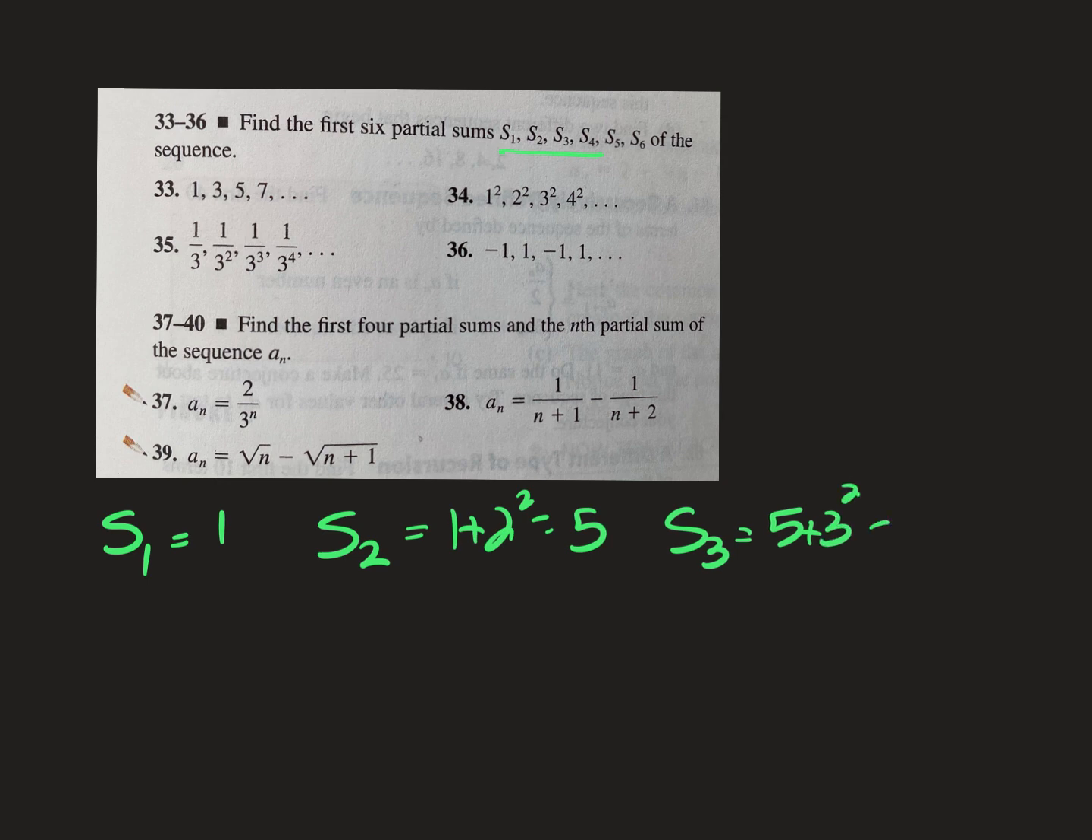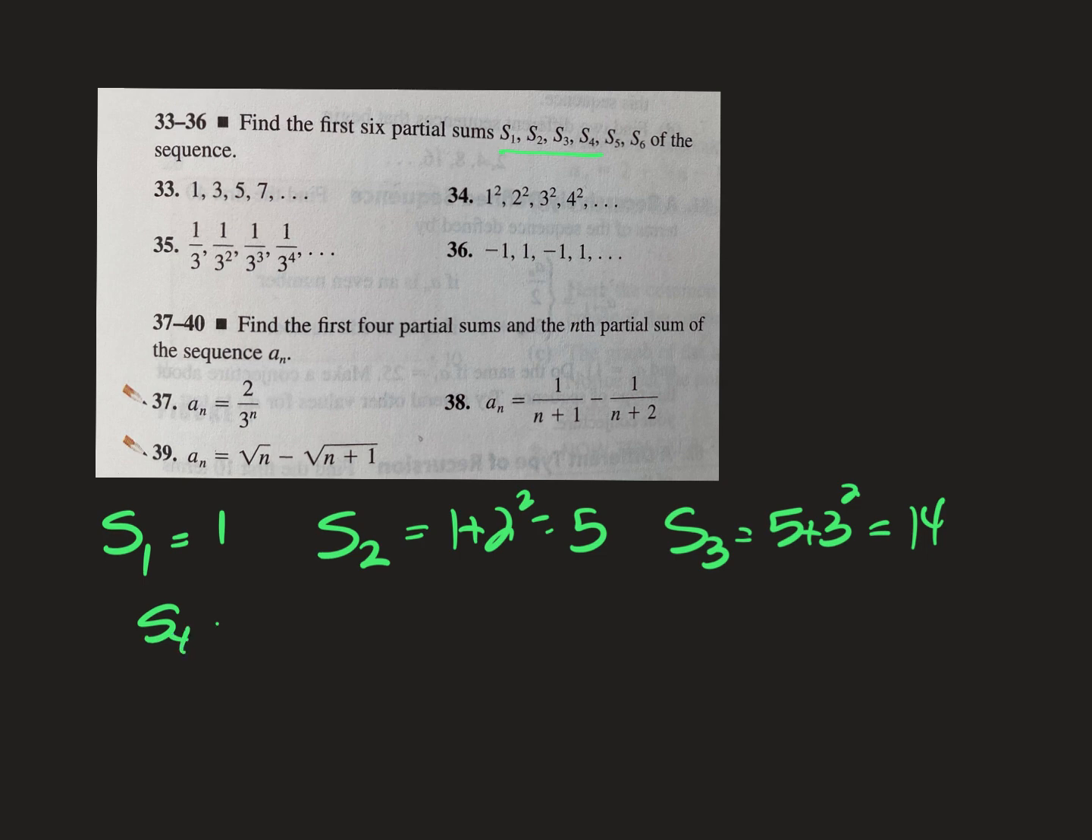I'll do the first one. I'll go with 34. It says find the first 6 partial sums. Okay, partial sums mean you need to add up parts. So sum 1 is the sum of the first term. For 34, the first term is 1 squared, which is 1, so that's the first sum. S2 means sum of the first 2. Well, sum of the first one is 1, and I'm going to add the second term. That's 5. S3, sum of the first 3. Well, sum of the first 2 is 5, plus the third term is 3 squared. That's going to be 14.